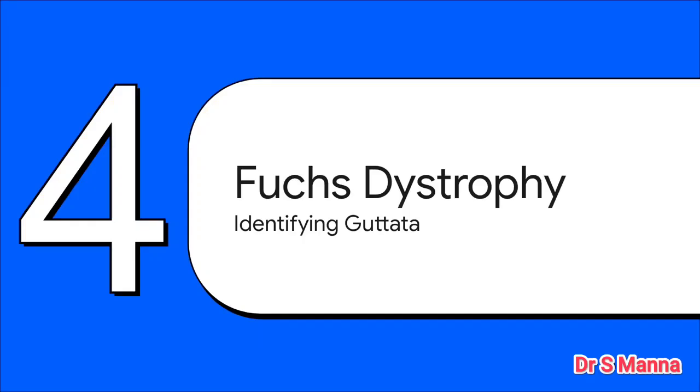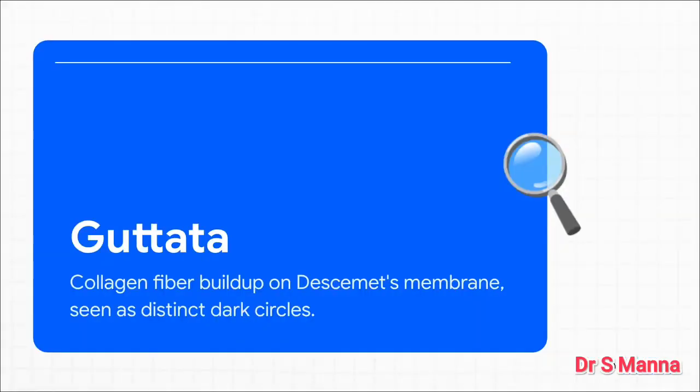All right, armed with that baseline, let's hit Section 4, identifying Fuchs dystrophy guttata. Let's drill into our first specific pathology. The absolute defining characteristic you are hunting for when diagnosing Fuchs dystrophy is called guttata. Guttata is essentially this abnormal accumulation of collagen fibers right on the posterior surface of Descemet's membrane.